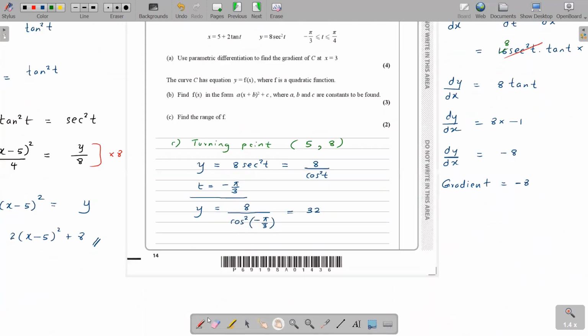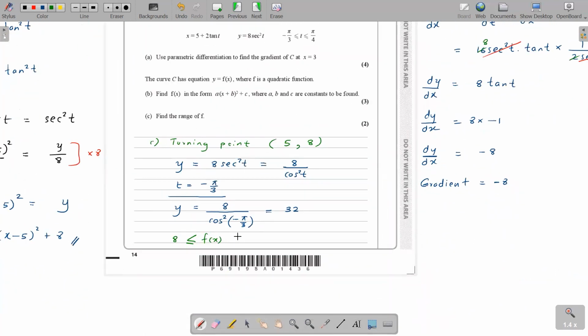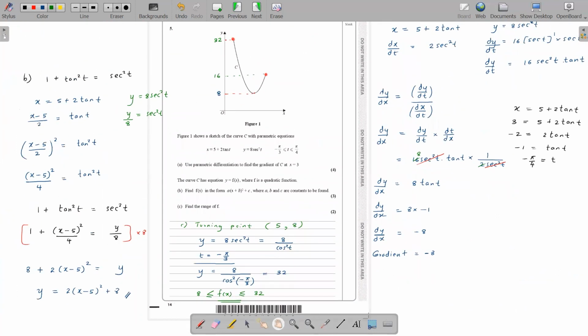So what will be the range of y values? f(x) is greater than or equal to 8, right? 8 is the lowest. And it's less than or equal to 32. This is your range of y values. Do you agree with me? Any questions to ask? It's greater than or equal to this 8. You don't need the 16 here. It's greater than or equal to 8, which is the lowest, and the highest you go in this particular range is 32. So f(x) is greater than or equal to 8, less than or equal to 32.